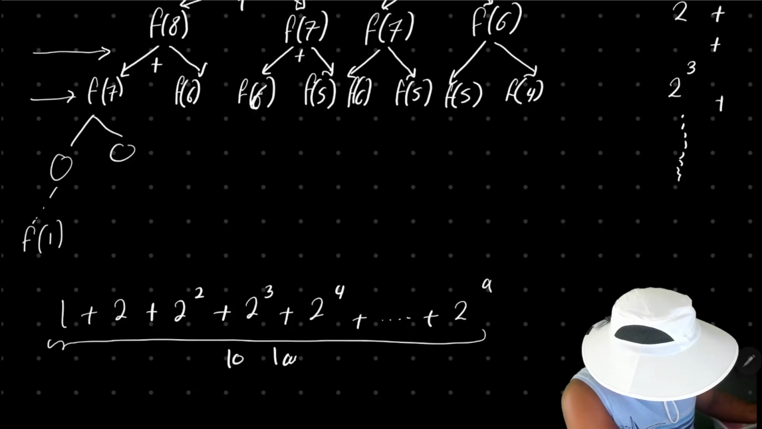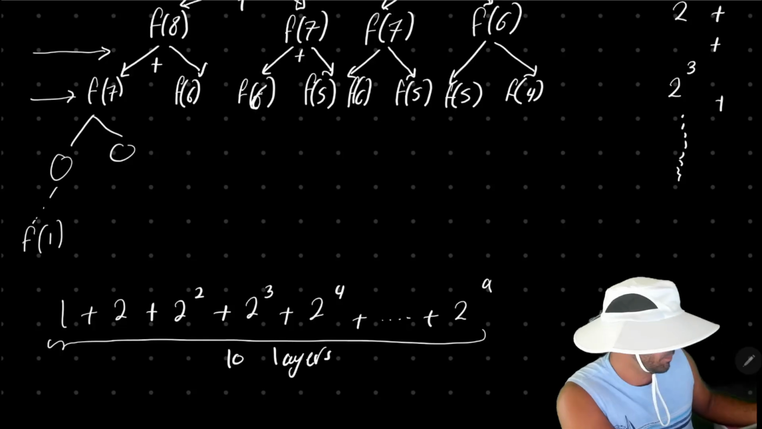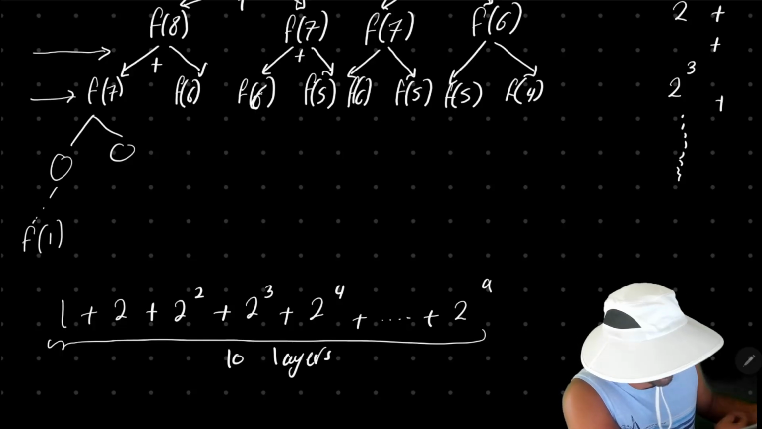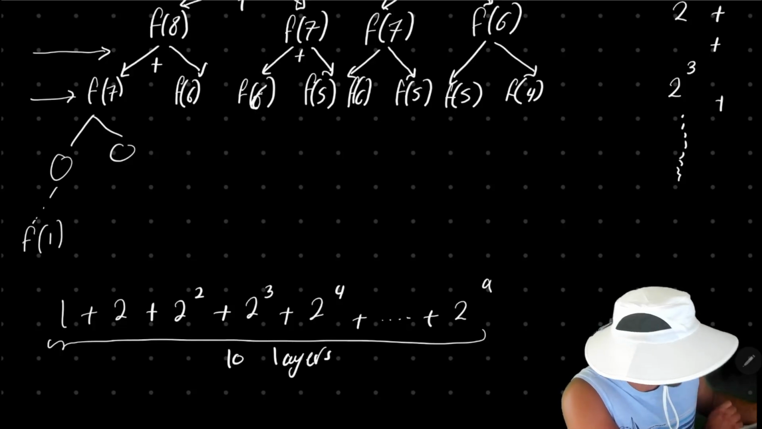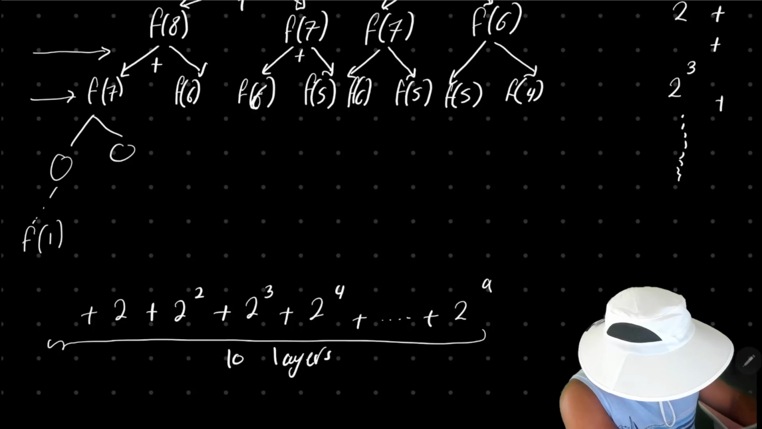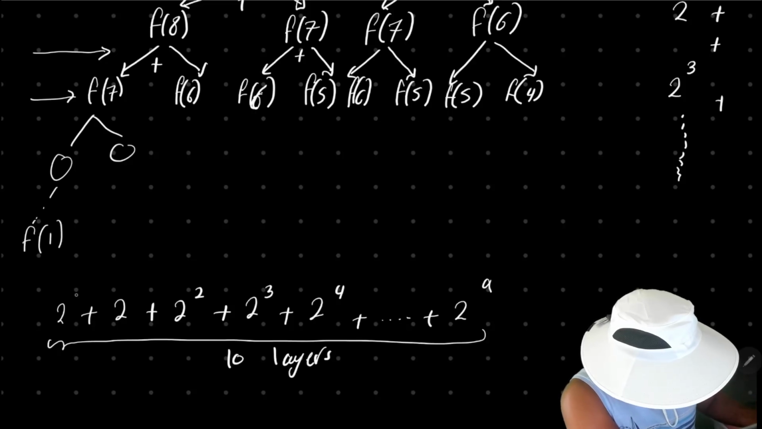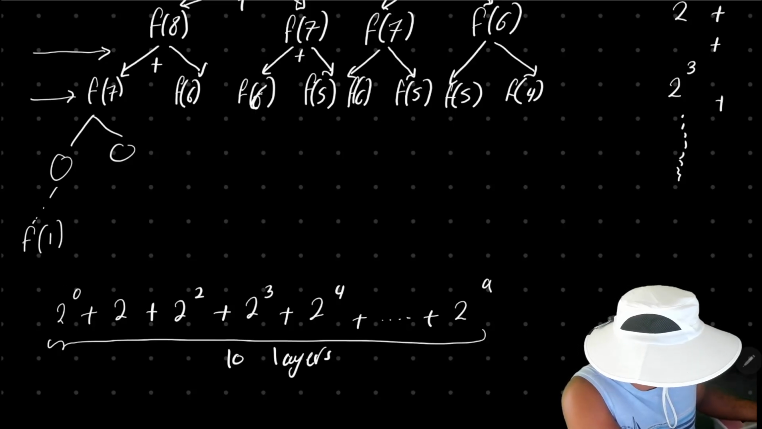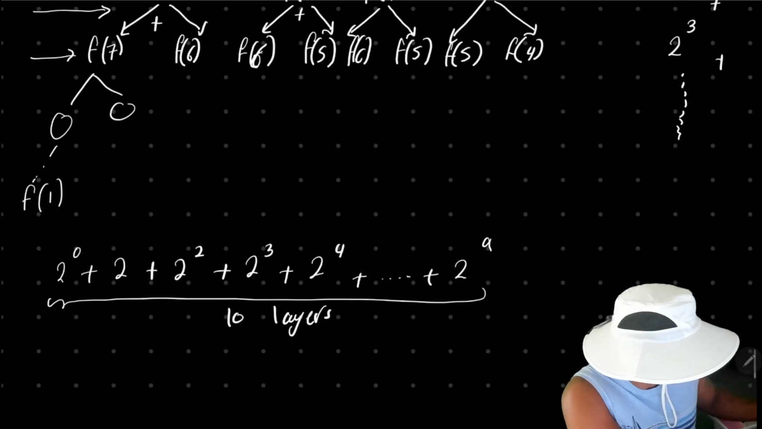10 layers, or 10 levels in the tree. That's how many terms you're adding. You can think of this as 2 power 0, if that helps, which is the same as 1. All right, and then what?